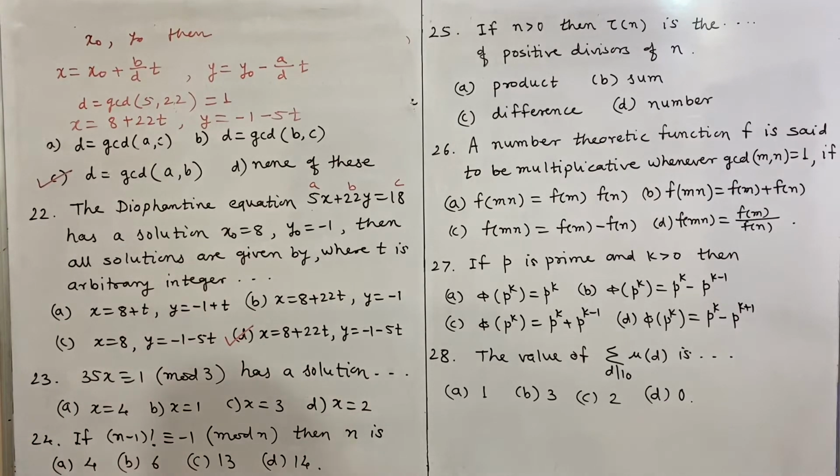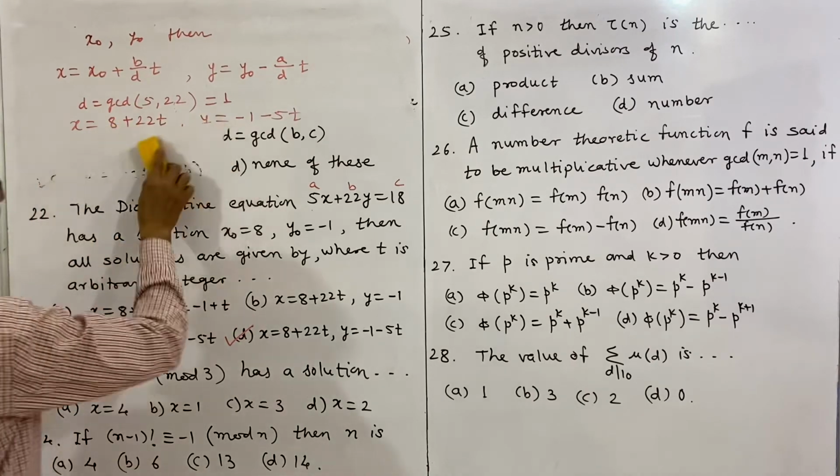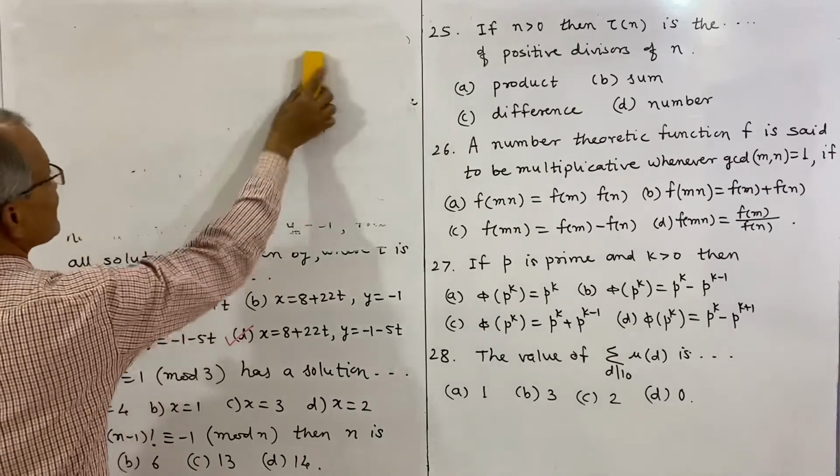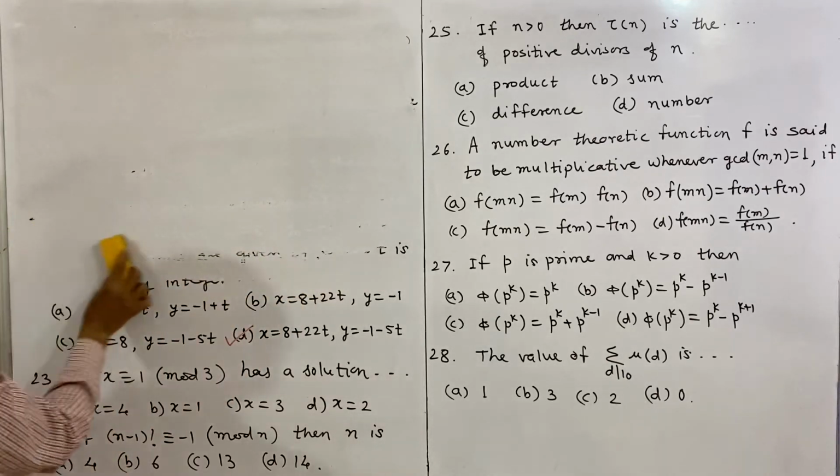Further, 35x is congruent to 1 modulo 3. This congruence has a solution. Which of these is a solution? And that is easy to solve. The congruence: 35 congruent to 1 under modulo 3.